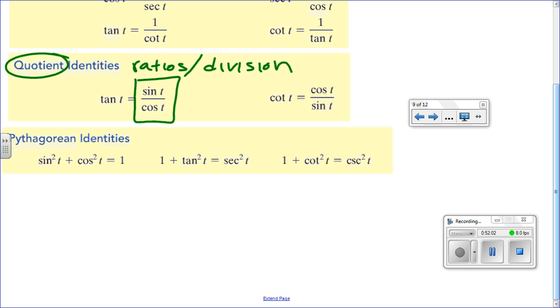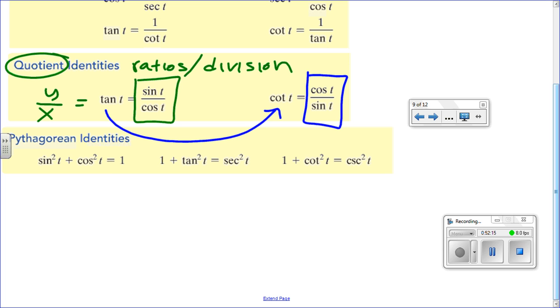So we have the one for tangent, because that is y over x, so it's sine over cosine. We also have the reciprocal of tangent, which is cotangent, and so it makes sense that we just flip the cosine and the sine, right? Because cotangent is x over y.